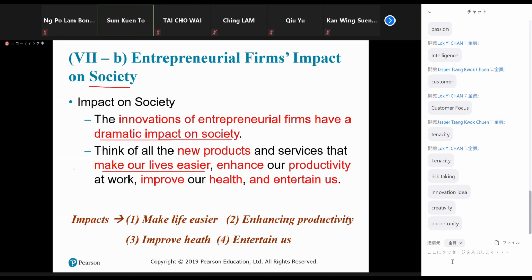So you need to create a new product at the end of the semester for the business plan. You try to make people's life easier. You enhance their productivity. Okay, make people do things easier. You can even improve their health, all right? And then there is an app you put next to the pillow to see whether you sleep well, deep sleep.